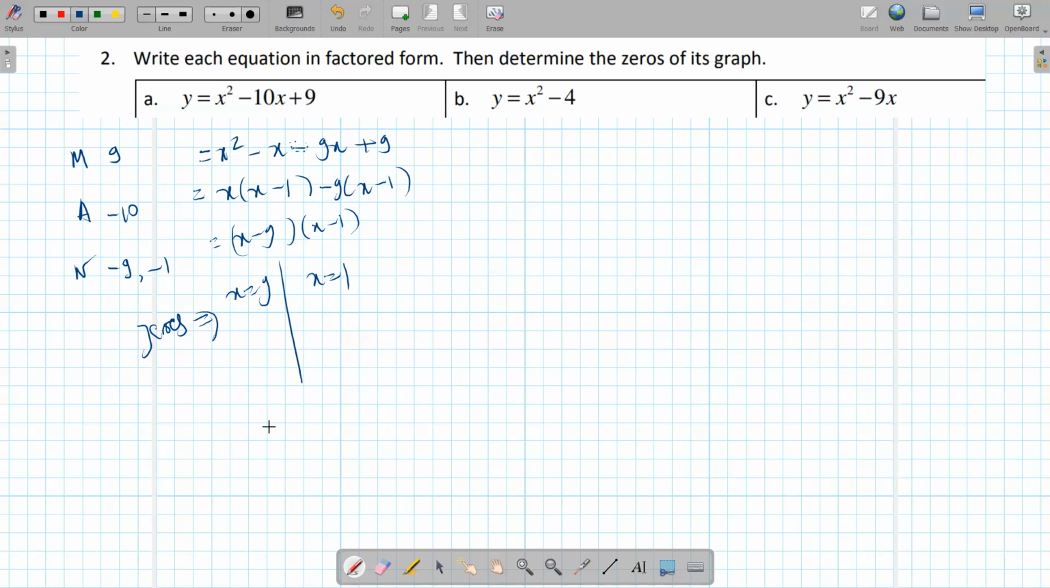Okay. Let's look at the next one. X² minus 4. What do we do there?